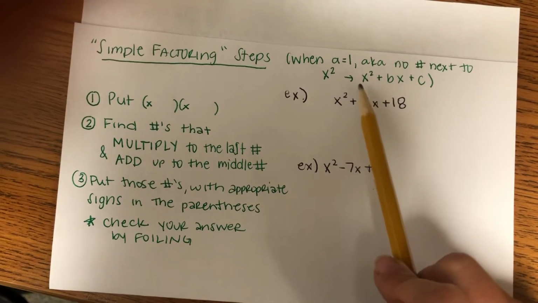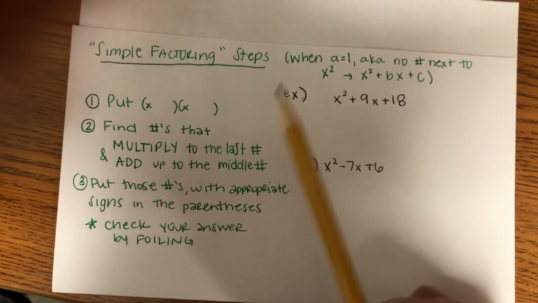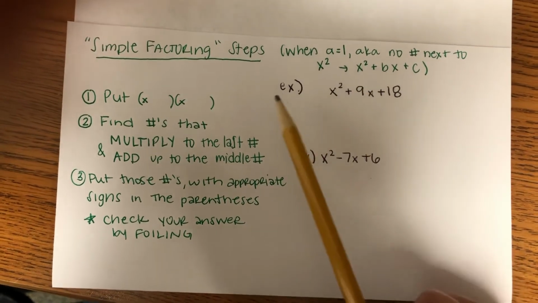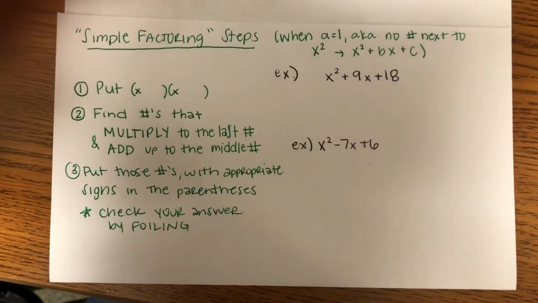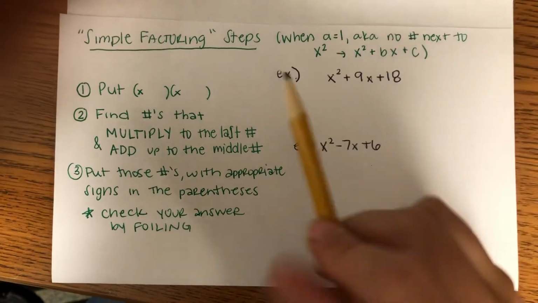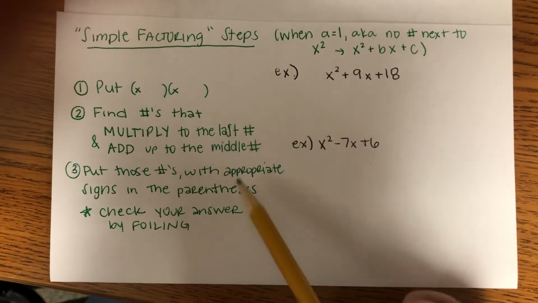See how this is empty right here? When you do simple factoring and there's no number next to the x squared, there's fewer steps than if there was a number. So that's why we categorize this as simple factoring. So here are the steps for simple factoring.